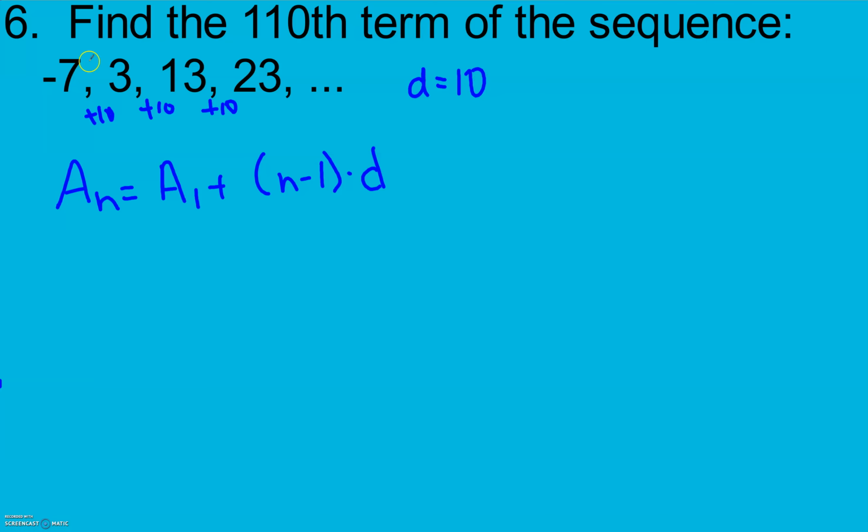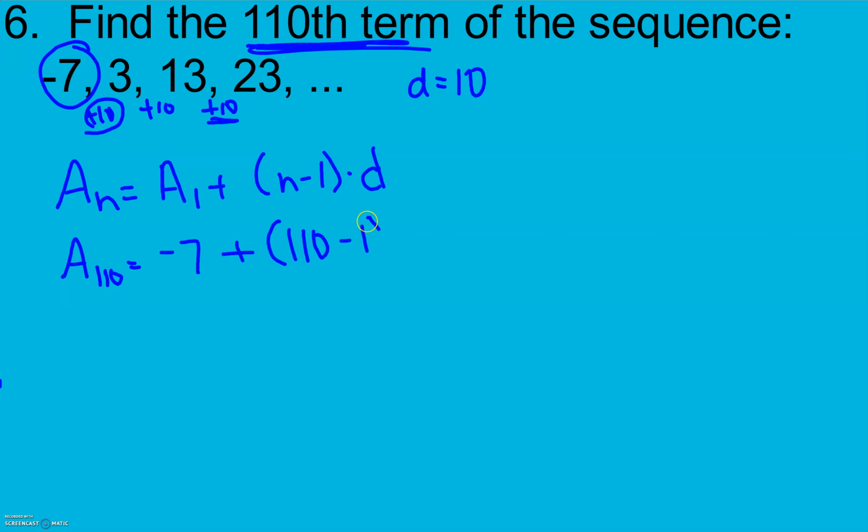So we take our first term, and then we're going to figure out how many times we've added 10. It's always going to be one less than our term number because we didn't add it the first time. So we take our common difference, our change, times one less than our term number, plus where we started. So here, the amount of our 110th term is going to be where we started, plus our change. Our change is 110 minus 1 times that common difference of 10.